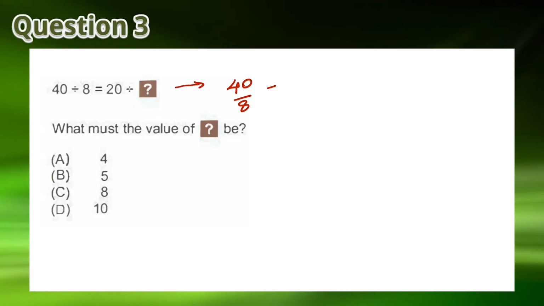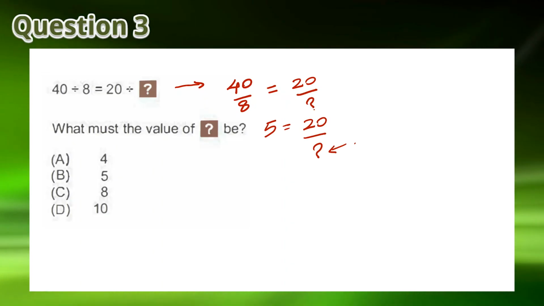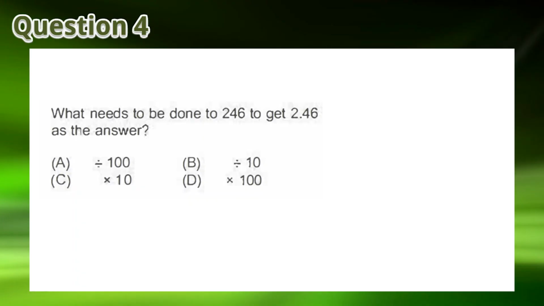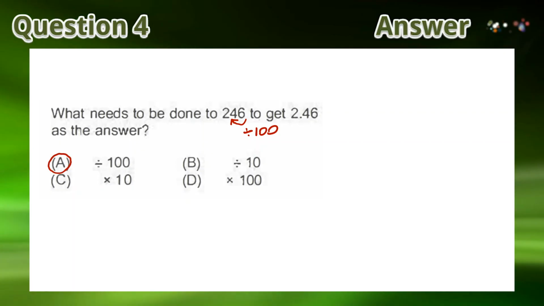40 divided by 8 is 5 and 20 divided by 4 is also 5. So the answer is A. To get 2.46, we need to move the decimal point 2 places to the left. So we need to divide 246 by 100. So the answer is A.